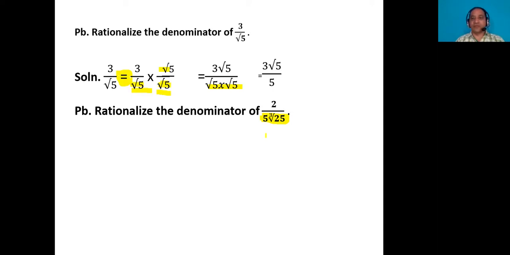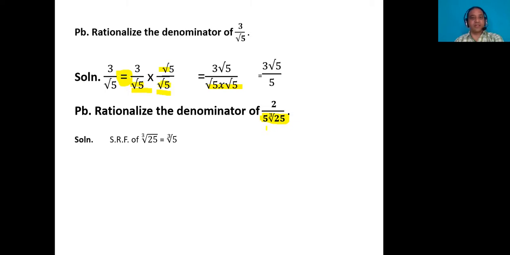So you calculate until I come to the next step. So 25, cube root 25. There are 2 5s. We should have 3 5s. So only one more 5 is required. So that means the simplest rationalizing factor of cube root 25 is cube root 5.